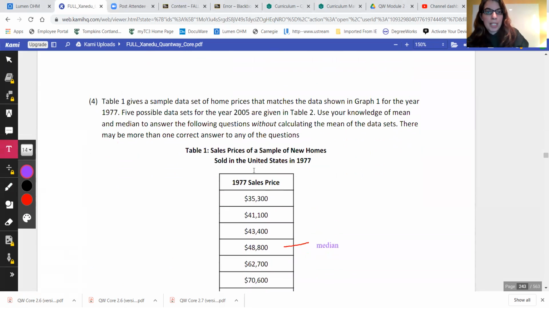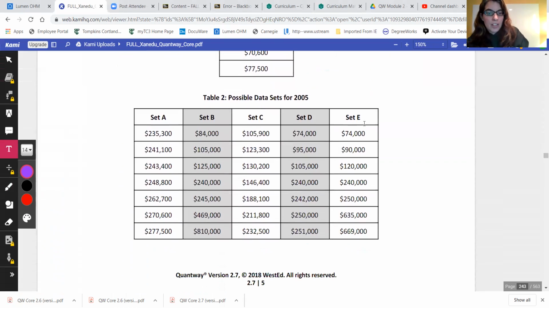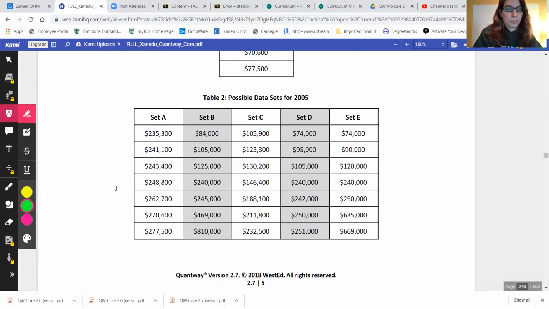So now down here in table 2, there are 5 possible data sets for 2005. And the question up here asks you to answer the following questions without calculating the mean. If I look down here, each of these also has 7 data points. So we can think that this row right here is going to be the median. We can read the median right off of there, okay? That's kind of a good place to start.